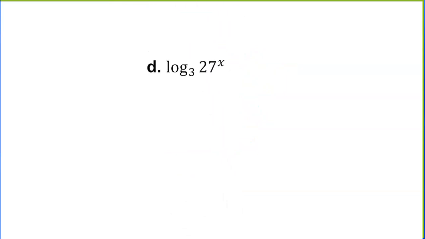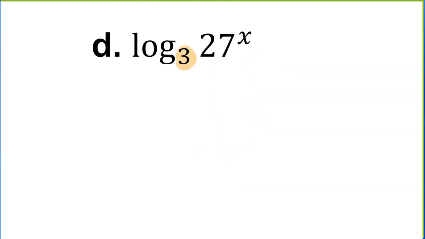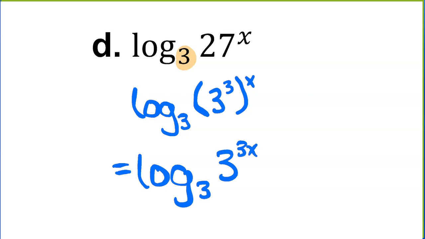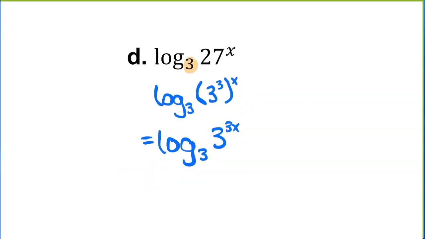So part D, same thing, I have log base 3 of 27 to the x. I want that 27 to look like a 3. So what power of 3 is 27? The third. So we have log base 3 of 3 to the 3 raised to the x. We multiply in that x, so we have log base 3 of 3 to the 3x. As soon as those match, they undo each other. You're just left with the 3x.